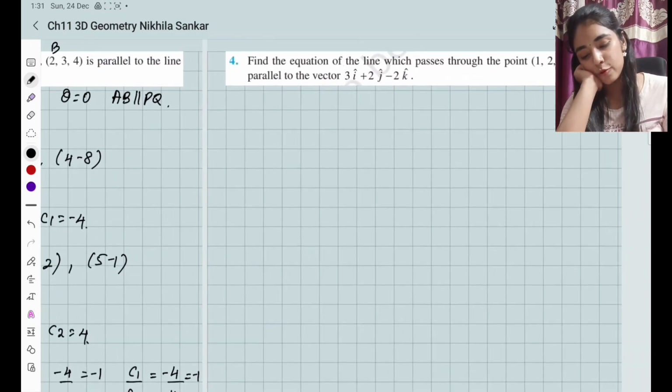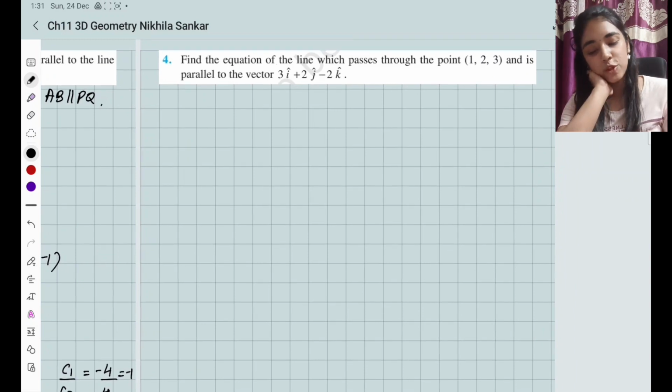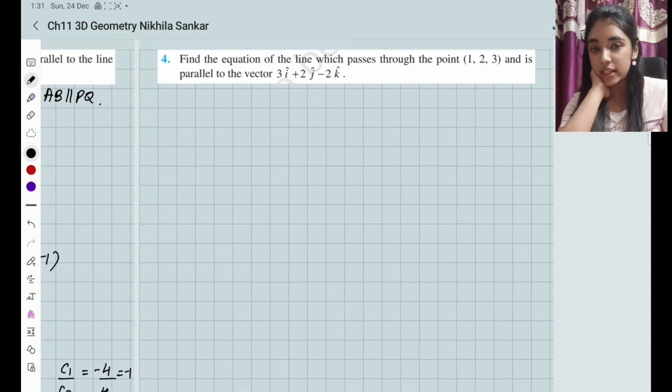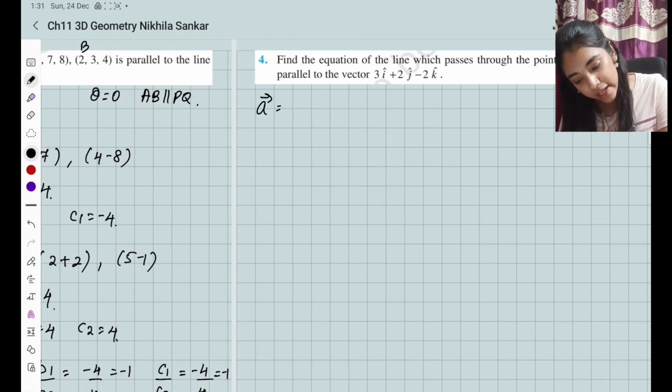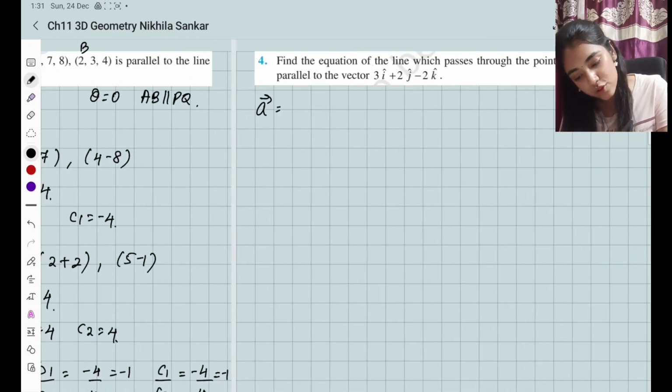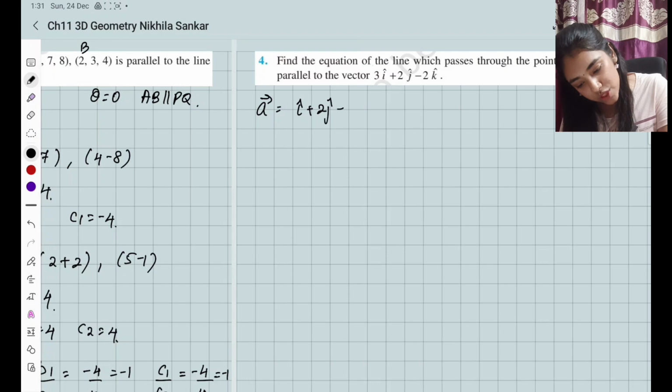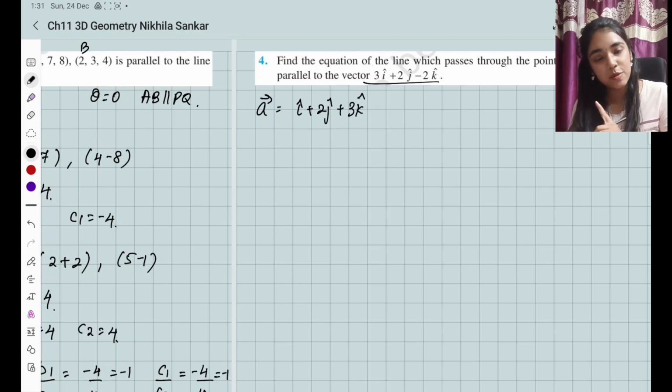Now, question number 4. Find the equation of the line which passes through the point. So point என்னன்னு தெரியும், which means we are talking about the A vector. So A vector என்ன? I have 1, 2, 3, which is going to be I cap plus 2j cap plus 3k cap and parallel to the vector. Example sums பாருங்க அப்பதான் புரியும்.